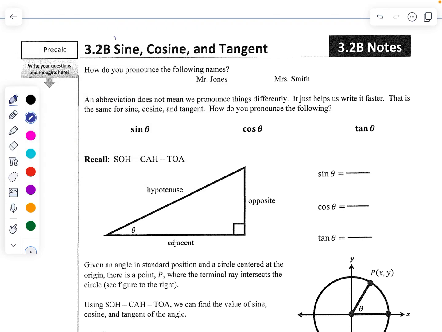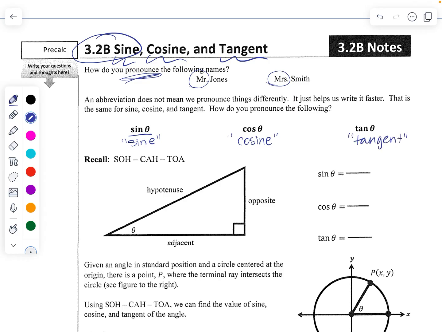Hey everybody, let's talk about section 3.2 B, talking about sine, cosine, and tangent. So just like when we pronounce the following names, Mr. Jones and Mrs. Smith, remember these are abbreviations. Just like when we look at this, this says sine of theta, cosine of theta, and this is tangent of theta. Those three-letter abbreviations are not pronounced sin, cos, and tan. They're sine, cosine, and tangent.